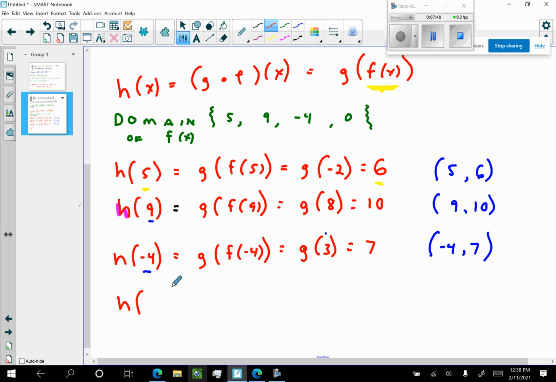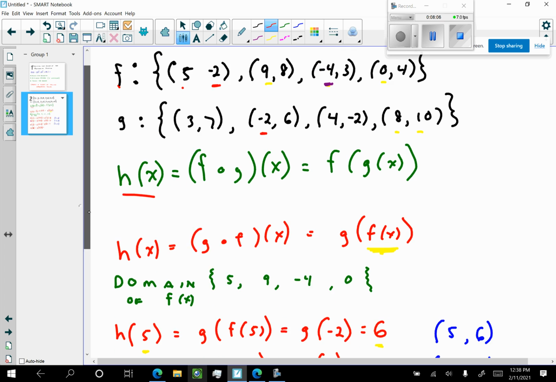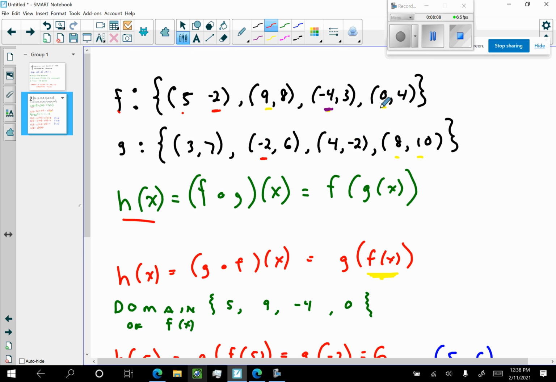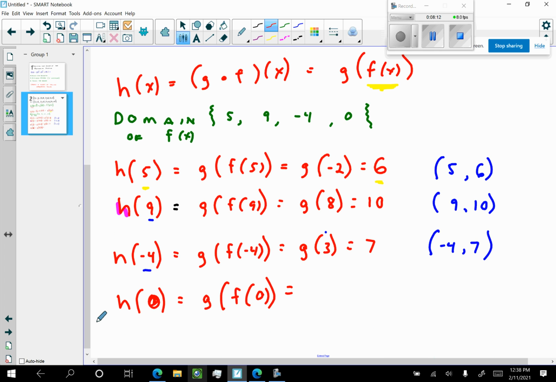So I have to try h of 0, which is going to be G of f of 0. What the heck is f of 0? What's the output associated with the input 0 on f? F of 0 is 4. So this one right here, f of 0 is 4.